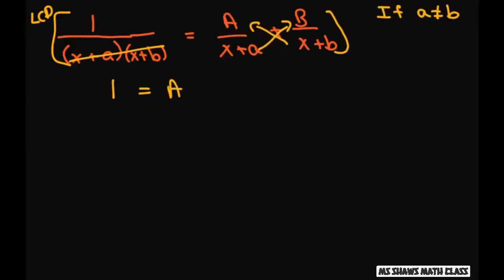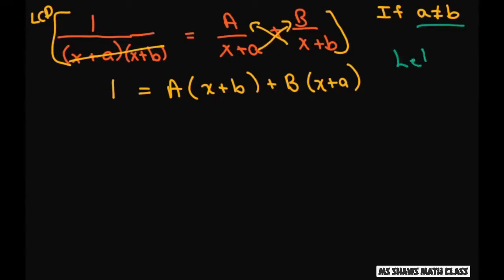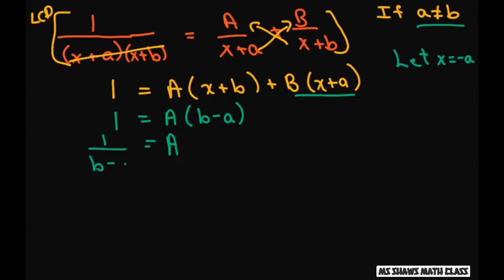So you're going to have A times X plus B plus B times X plus A. Now what we can do is set, since A can't be B, let's let X equal negative B. Or let's try negative A first. If we do negative A, this is going to zero out the B part, and we get 1 equals A times, let's just put B minus A. So that's negative A. So A equals 1 divided by B minus A.